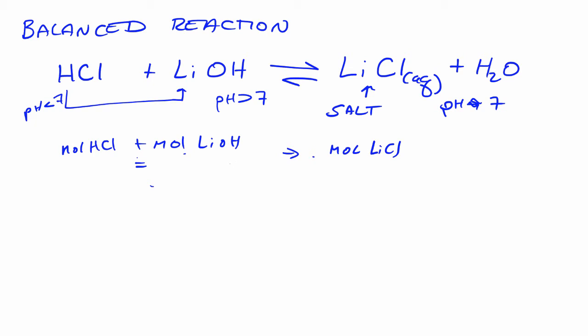But if they're not balanced, in other words if we had different moles of HCl and different moles of lithium hydroxide, we're going to end up with a limiting reagent problem, and we've got to figure out how much of this we're going to make, and whatever is in excess, what the pH is going to be.